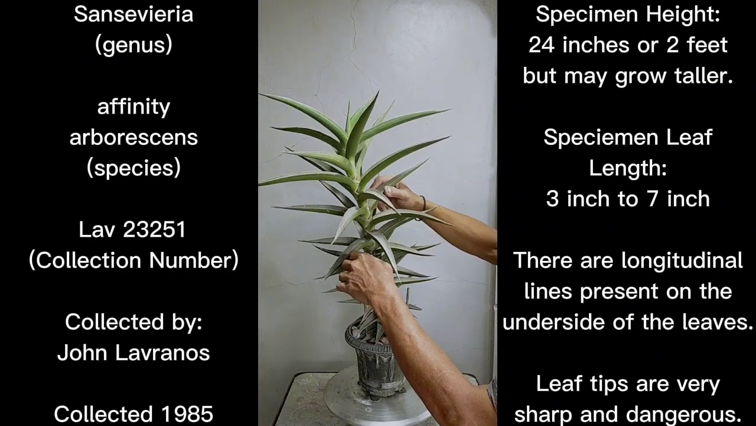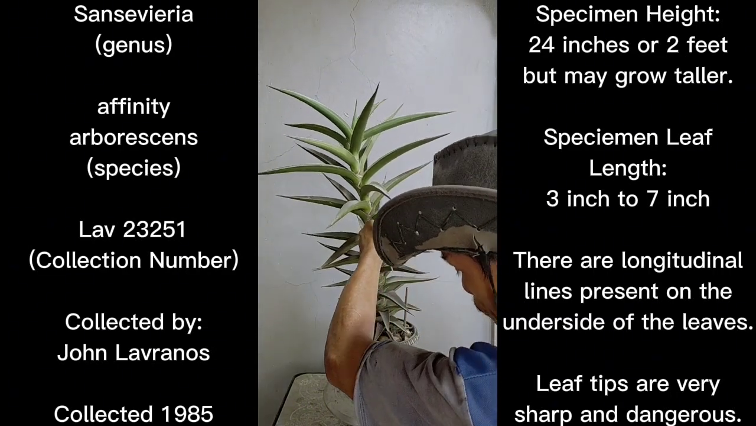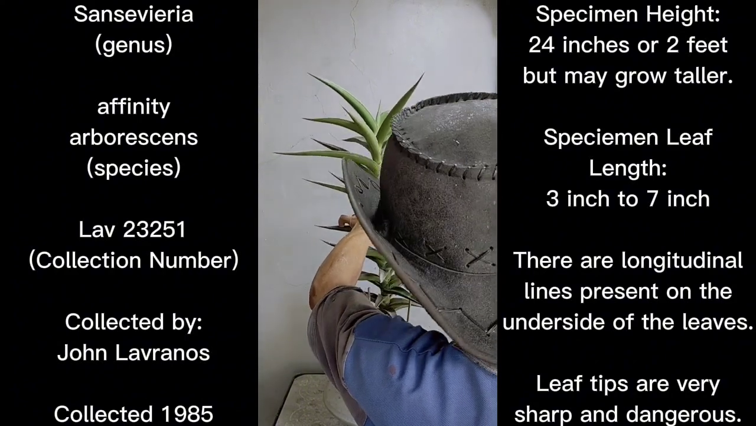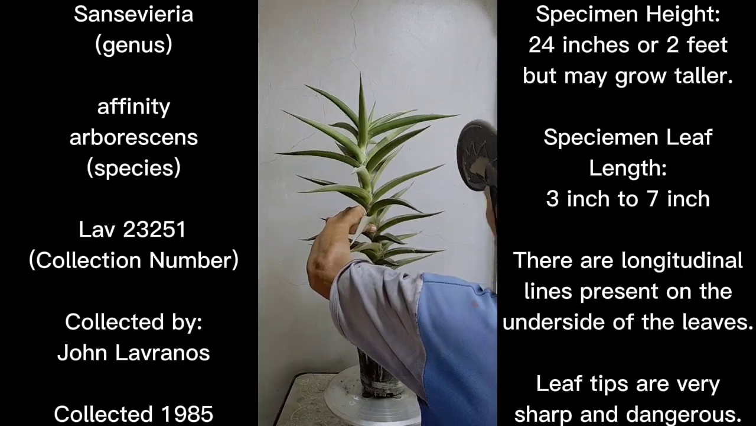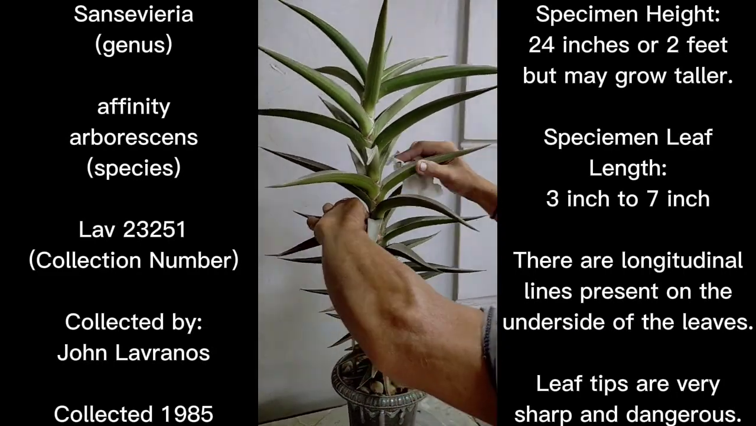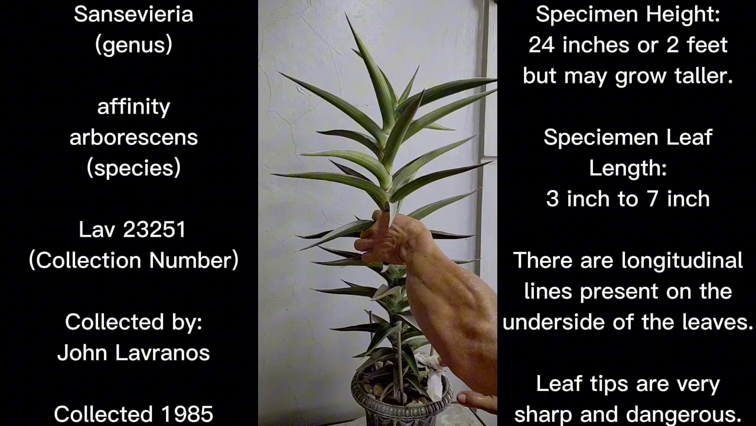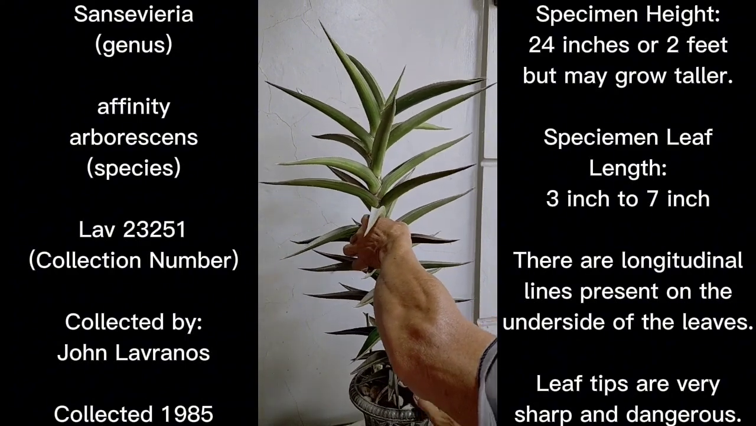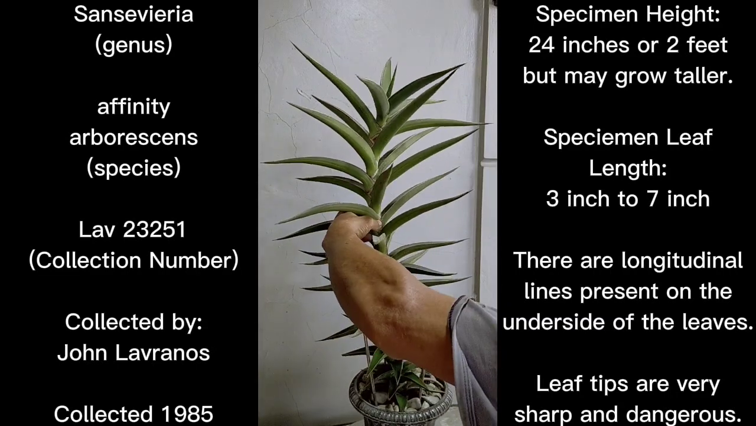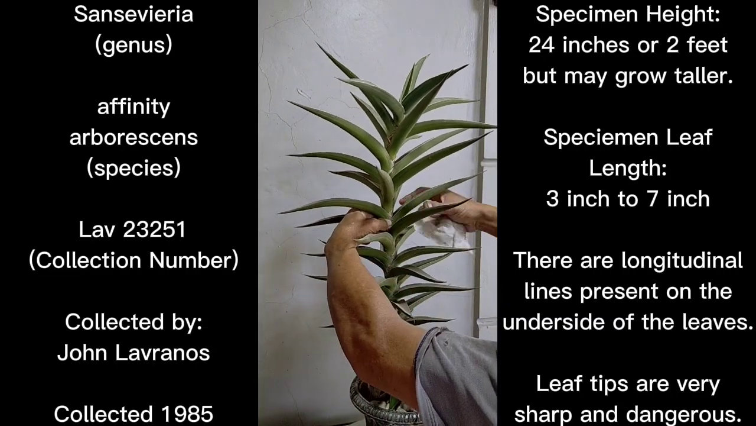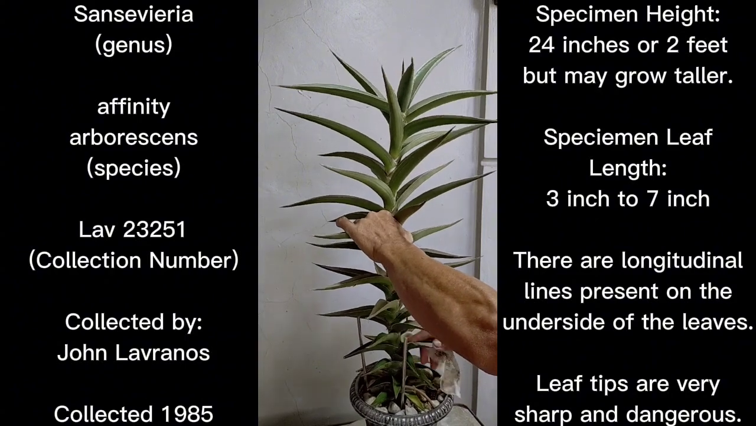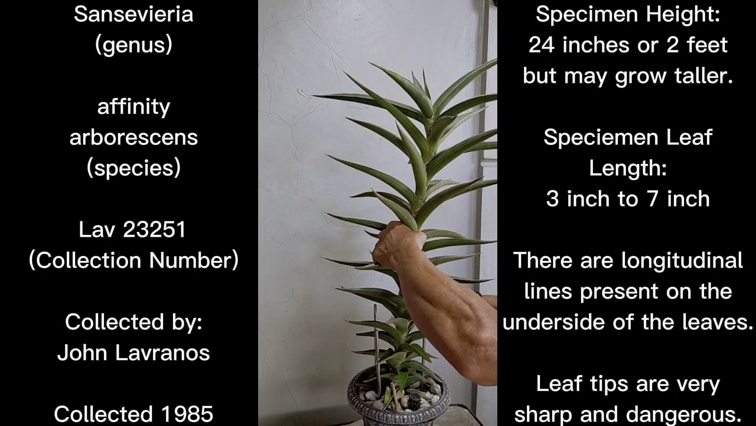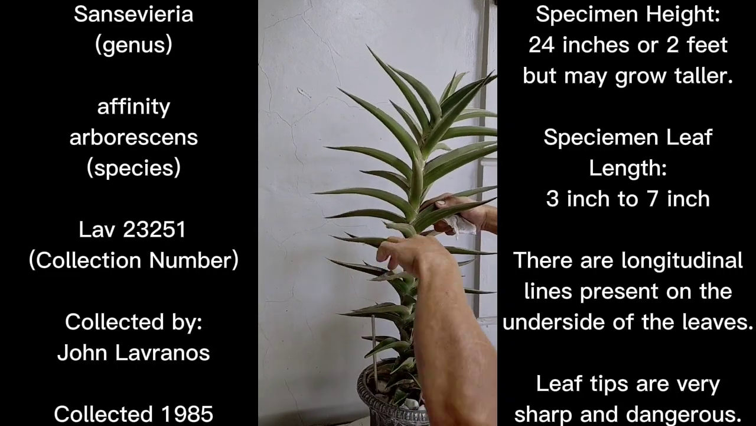Alright folks, so we're back, and what we're going to do is prep the specimen for transfer. The specimen was actually left in a corner where it accumulated a lot of dust on the leaves. So what we're trying to do is dust it off. We use baby wipes to wipe the dust off the leaves of the Lavranos 23251, and then we'll try to figure out how to remove it from the pot, since it has been pot bound.